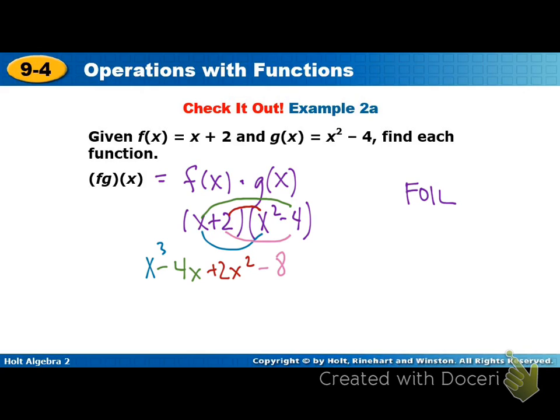So our highest power is what? X cubed. So we'll start with that one. Then after your x cubed, you'd have to do the 2x squared minus 4x minus the 8.